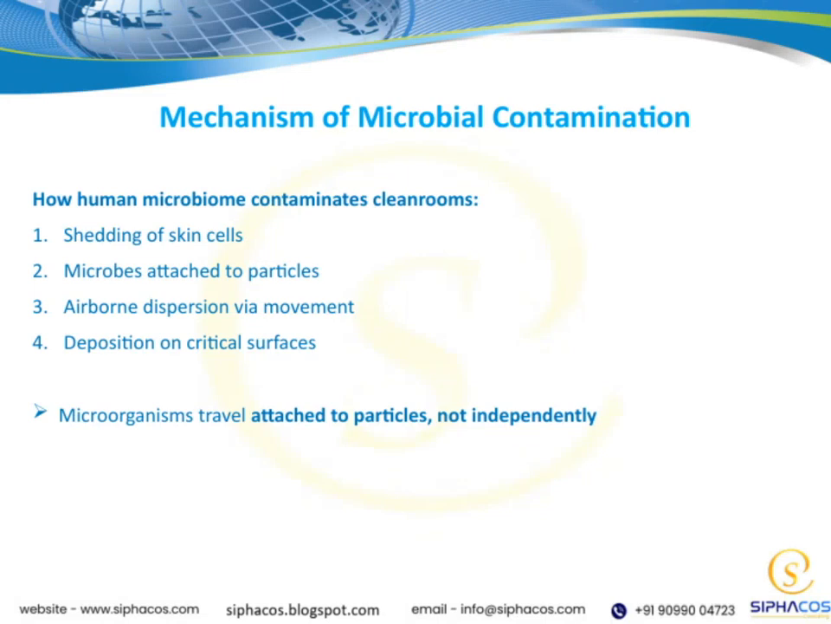Let's take a closer look at how microbial contamination occurs in cleanrooms. The human microbiome is a primary source of contamination, and it can affect even the most carefully maintained environments. One of the main ways this happens is through shedding of skin cells. As we move around, tiny skin cells are constantly released into the environment. These skin cells often carry microbes attached to them, which can then become part of the particulate matter floating in the air.